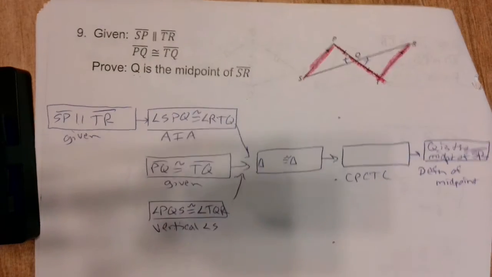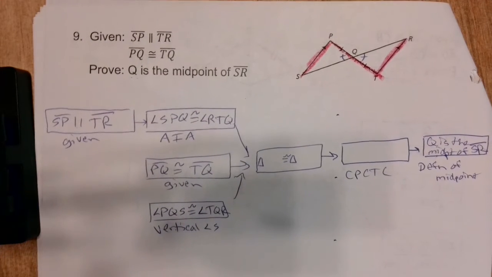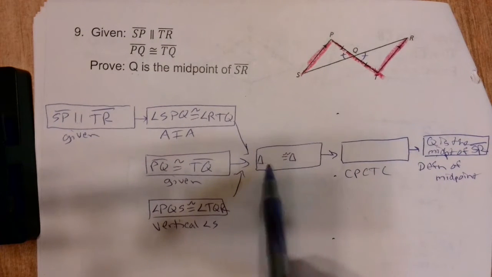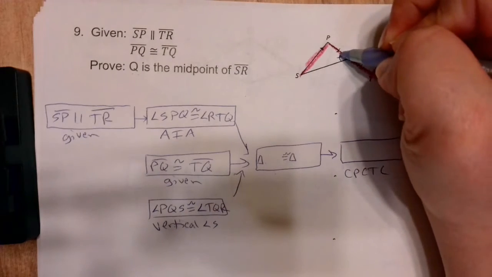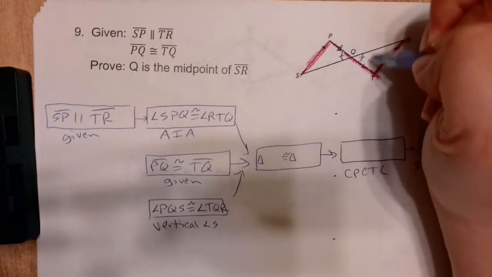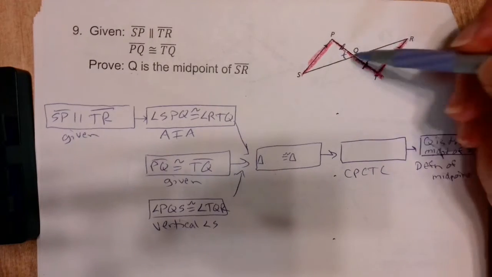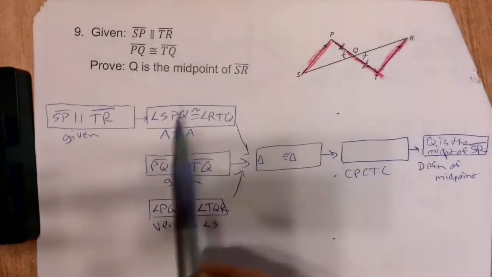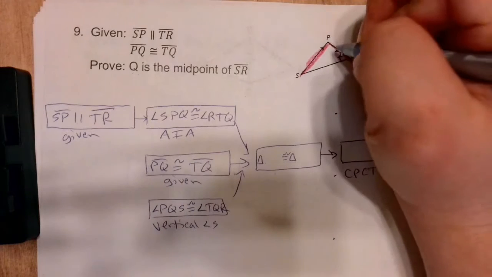Now let's go back and fill in the blanks. Triangle blank is congruent to triangle blank. I need some markings here because I don't have all of them. PQ is congruent to TQ. We have the vertical angles. I'm missing my AIA markings.